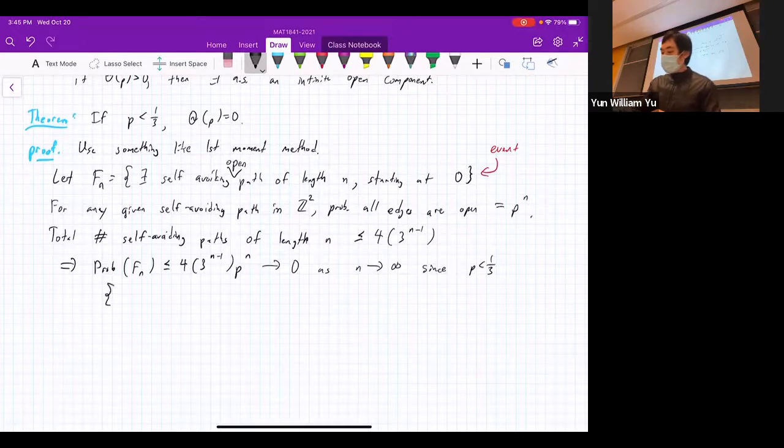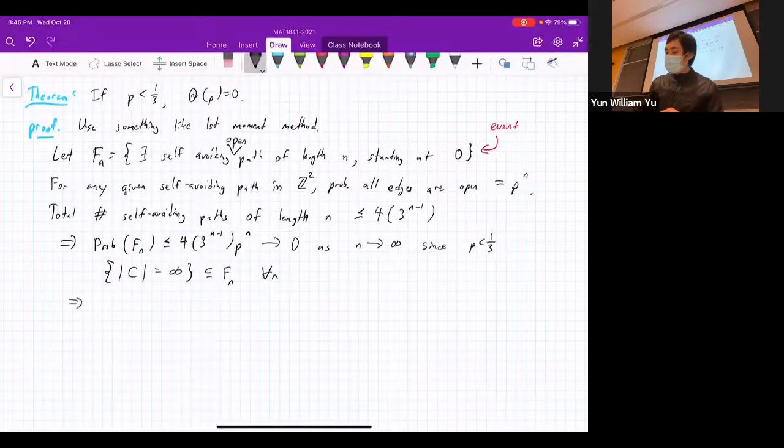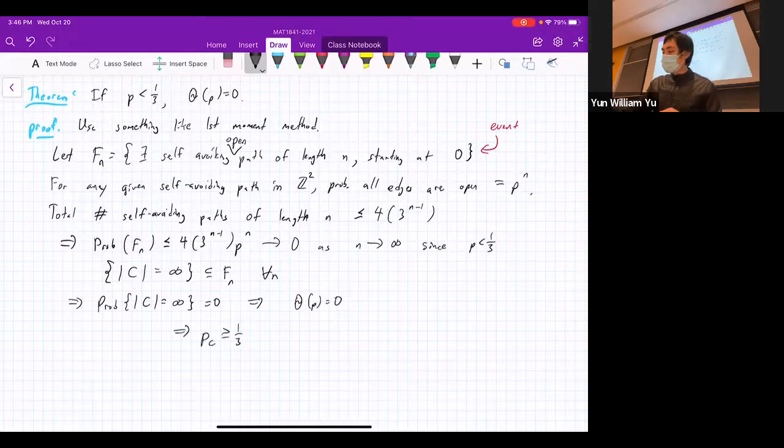And therefore, you know that the event that C, the component at zero, has size infinity, well, that's certainly contained in the event that F_n happens for all n. Because if the component is infinite, you can find some self-avoiding path of length n. And so therefore, the probability that C is equal to infinity is equal to zero, which implies that theta of p is equal to zero, which implies that p_c is greater than or equal to 1/3.